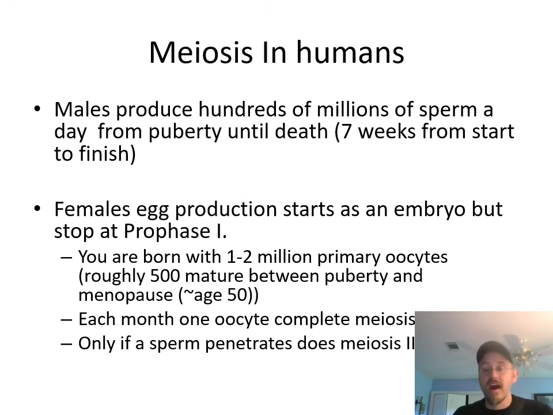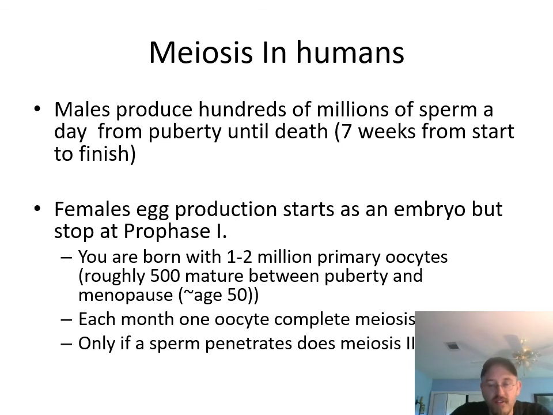When you're born, you have 1 to 2 million primary oocytes, which are these little cells that are going to divide one day to make eggs. Not all of them, of course. About 500 in an average lifetime between puberty and menopause will mature. Now, each month, I'm sorry my video is covering this up, but I will post the PowerPoints as well.